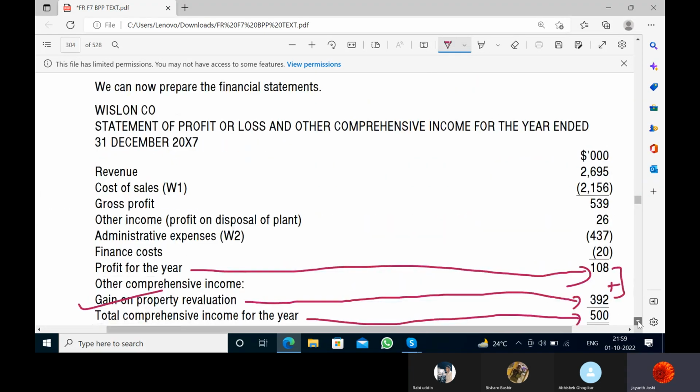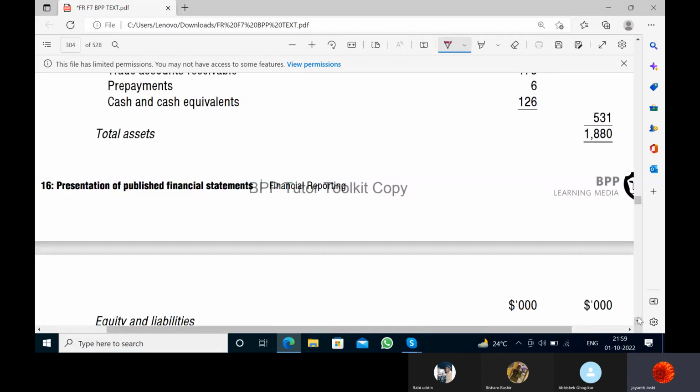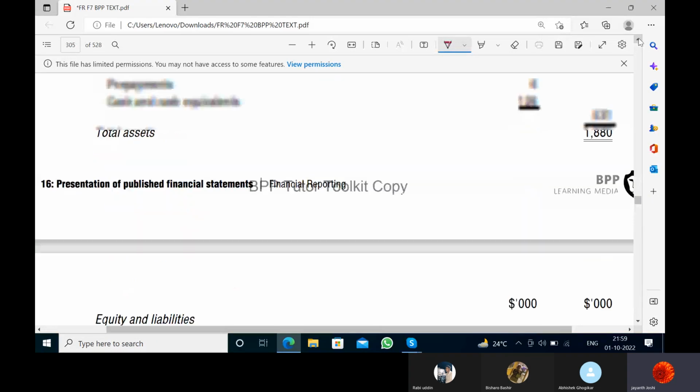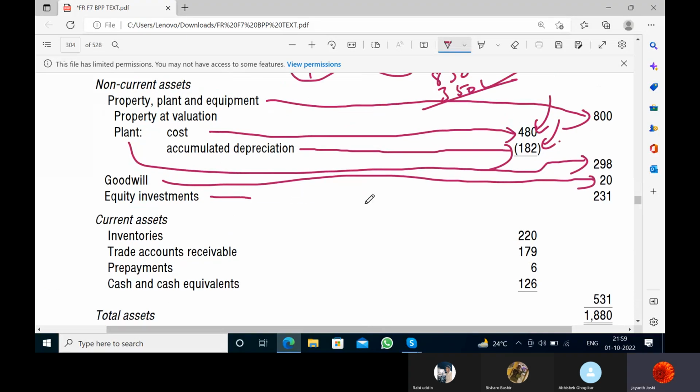So that inventory I've already shown in cost of sales as a purchase, and equity investments is an investment. So it has to be shown in the asset side of the balance sheet. And we are showing that here. Equity investments 231. And this inventory they have given in additional information as 220. That's closing inventory.